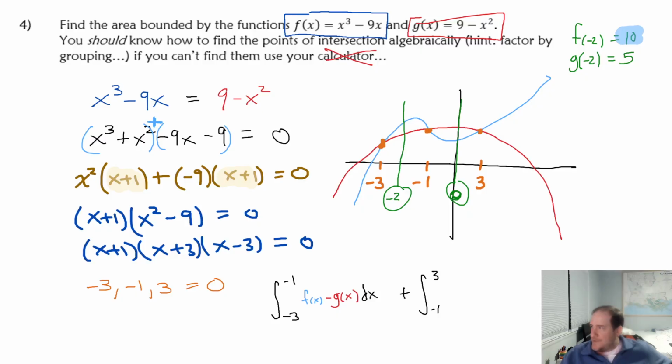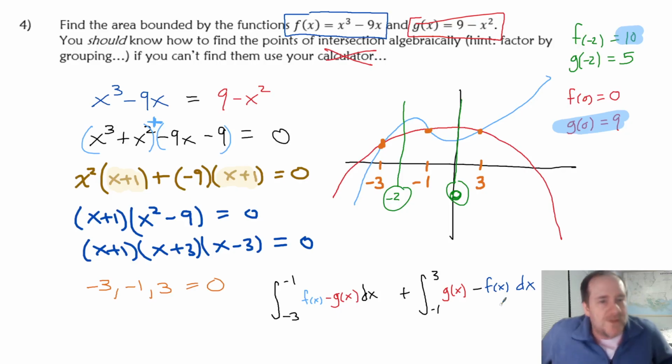And this other guy is going to be g of x minus f of x, because if we test this one, we're testing 0 this time, and f is giving 0, and g at 0 is 9. So this time, when we test, we see that it's g that's the greater function. So when we go to write our integrand, we're going to do g first. We're going to do g of x minus f of x, and put a dx on the end. But if you were writing your expression, then there's your expression.